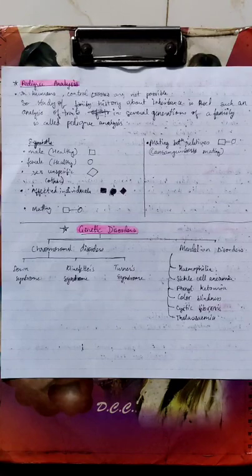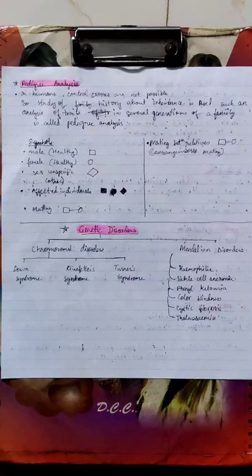Genetic disorders are of two types: chromosomal disorders and Mendelian disorders. In chromosomal disorders, we have Down syndrome, Klinefelter syndrome, Turner syndrome, and in Mendelian disorders, we have hemophilia, sickle cell anemia, phenylketonuria, color blindness, cystic fibrosis, and thalassemia. We will discuss some Mendelian disorders.